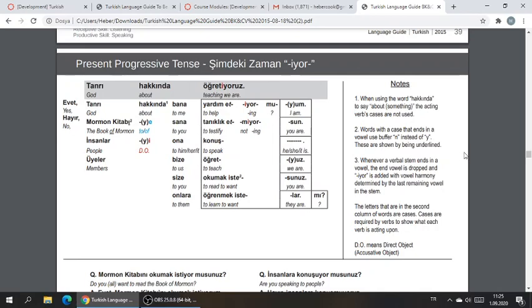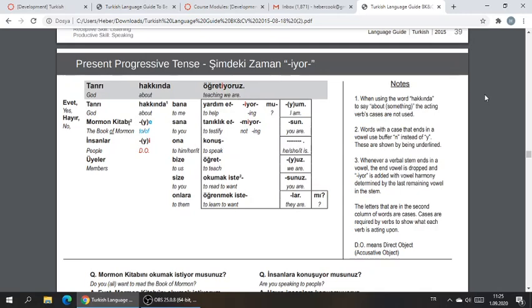Welcome to present progressive tense, şimdiki zaman, yor. So today we're going to be talking about the present tense. So that's when you say things like, I am going, he is reading, they are praying. So let's start with the meaning of this grammar. We'll use the first example at the top of the page.